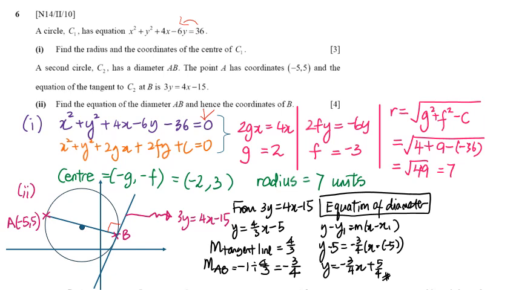Okay, and then what's next? Oh, we found the equation of diameter AB. Yeah, that's great. So the next thing is to find the coordinates of B, and from the diagram you see that B is the intersection point of your diameter and the tangent line. So we have to solve these two equations simultaneously.